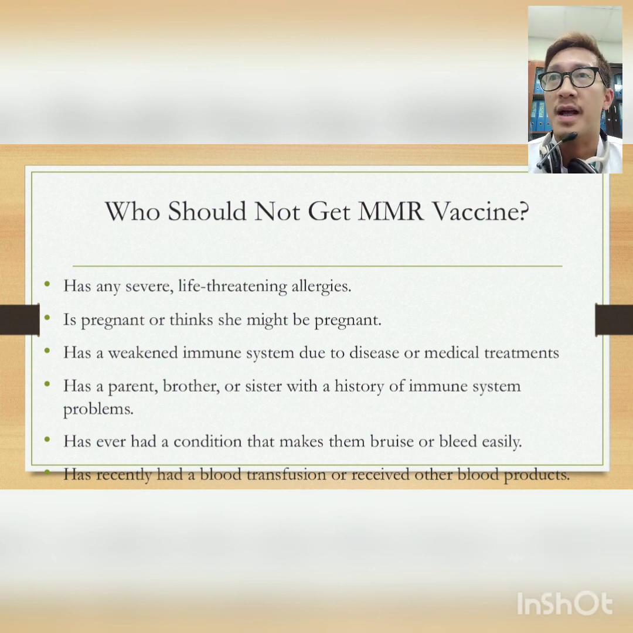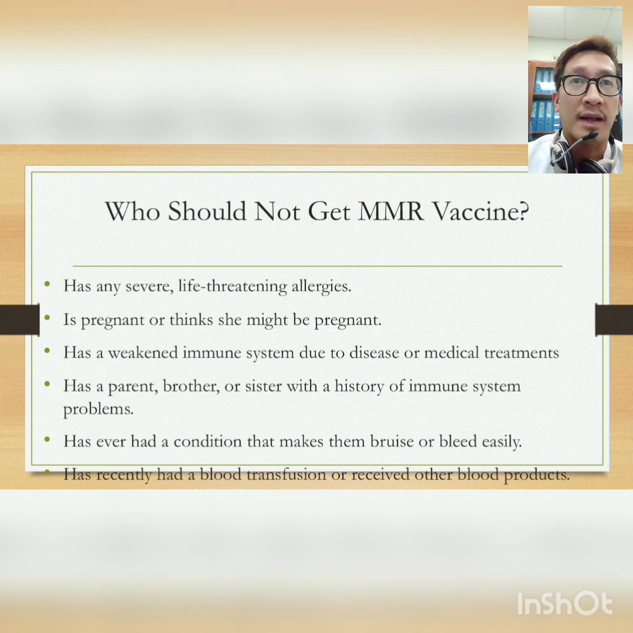Third one is, if one has a weakened immune system due to diseases such as cancer or HIV or AIDS, or medical treatments such as radiation, immunotherapy, steroids, or chemotherapy, has a parent, brother, or sister with a history of immune system problems, has ever had a condition that makes them bruise or bleed easily, or has recently had a blood transfusion or received other blood products, you might be advised to postpone MMR vaccination for 3 months or more.